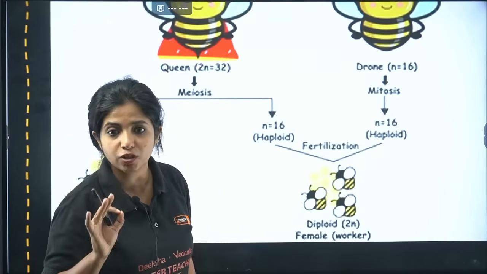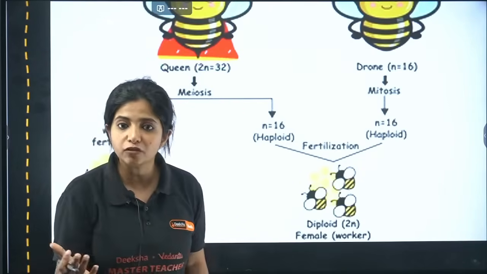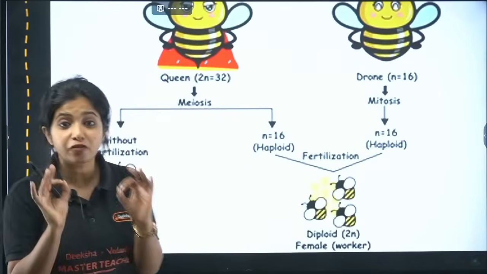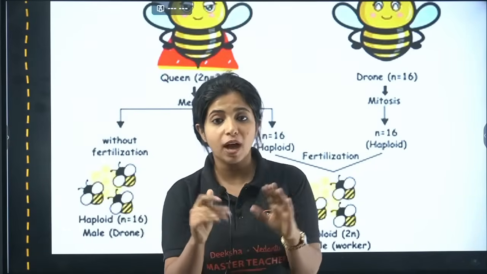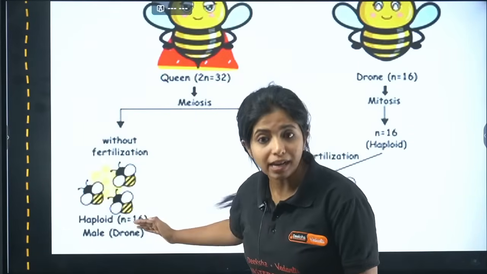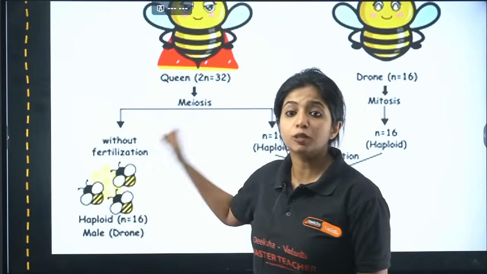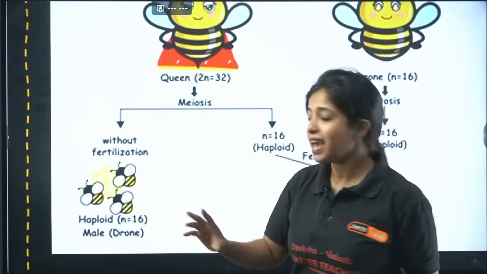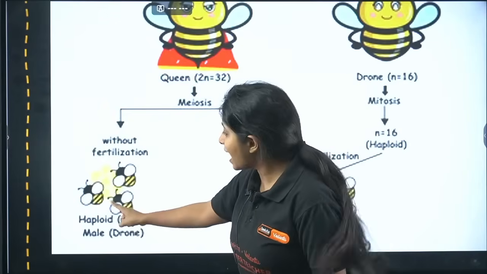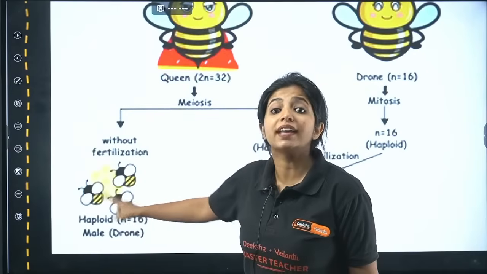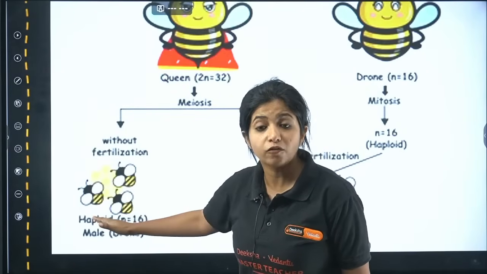Diploid is found only in the case of males. Sorry, females. Then how do males form? Males are formed without fertilization. No fertilization is going to happen. Without fertilization, you get the males, and males are going to be haploid. This process is known as parthenogenesis. And because of this, always remember, the guy doesn't have a father, because it is formed without fertilization.